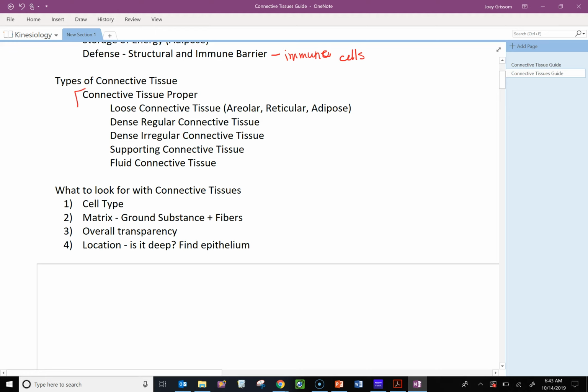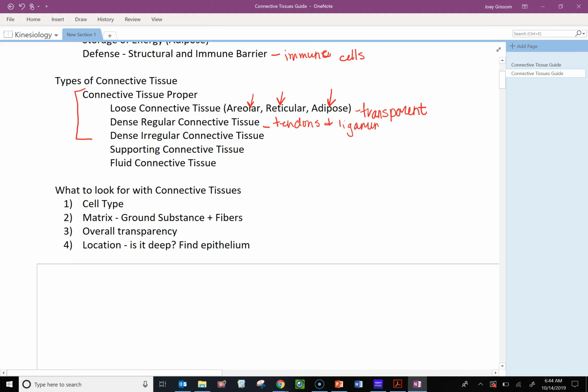Okay, so with our connective tissue proper, this is the majority of the tissues that we're going to be seeing in our lab. Loose connective tissue is what we're going to see for areolar, reticular, and adipose tissue. These are all very loose in the sense that they're very transparent, and they're generally found either as a sheet, like a whole mount overview, or as a cross-section, or deeper to some kind of epithelium. The other type that we're going to spend a lot of time with is dense regular connective tissue, like what we see in our tendons and ligaments.